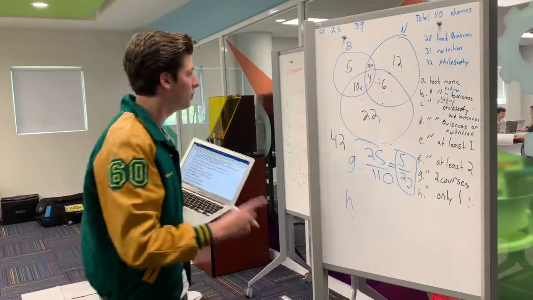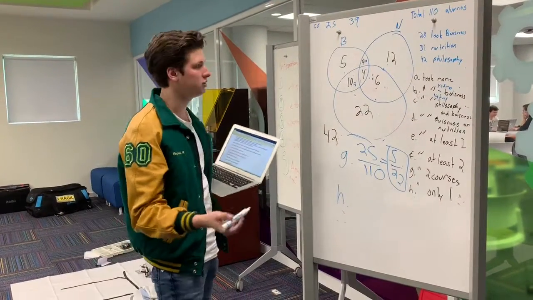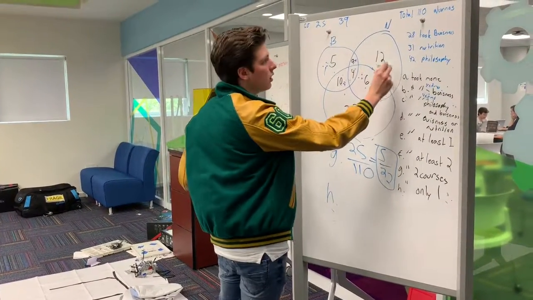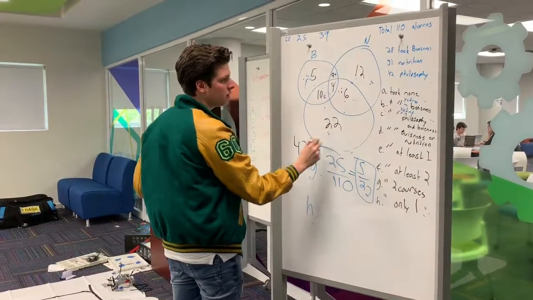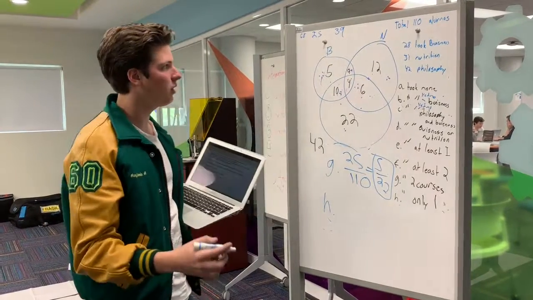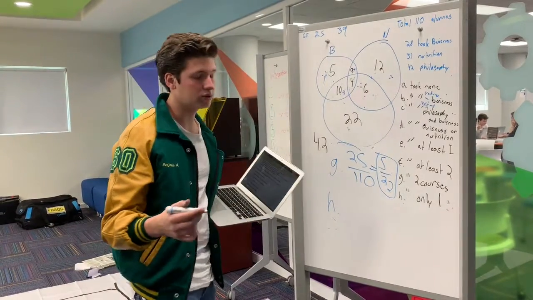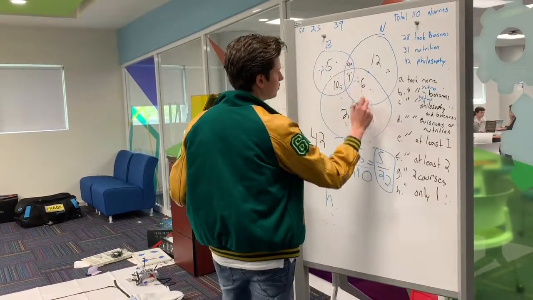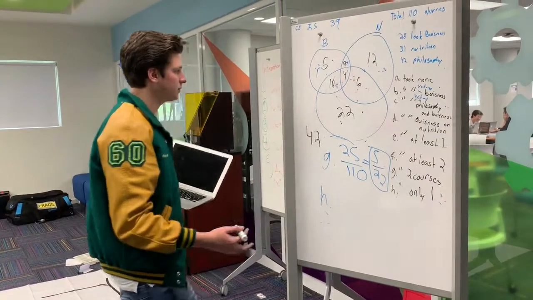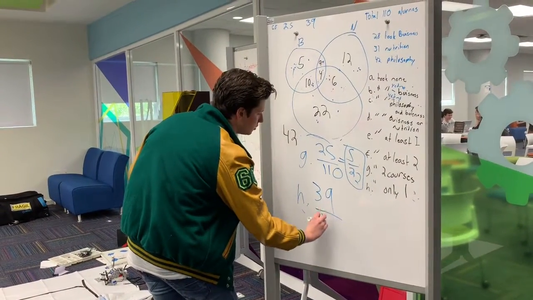only 1 course. And we have the 5, we have the 12, and we have the 22, and only 1 course. Well, it's obvious that these 5 people only took business, these 12 people only took nutrition, and these 22 people only took philosophy. So we need to add them up and write that number as a fraction over the total students. So we have 5 plus 22 plus 12, so it's obviously 39. It's quite easy. So we write 39 over 110.